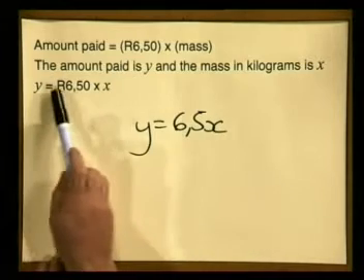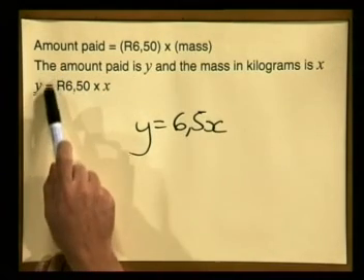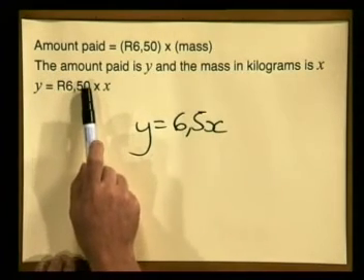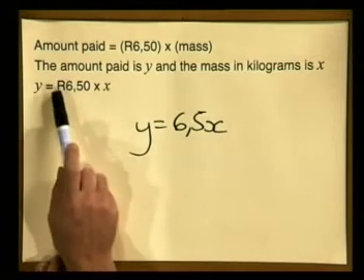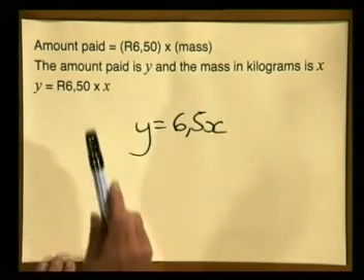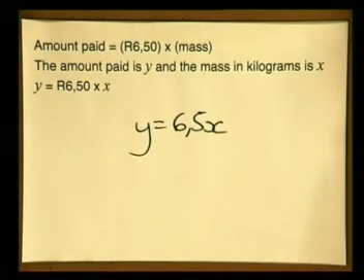Now in this formula, we multiply by 6.50 Rand. But remember, in the table we repeatedly added 6.50 Rand. And remember that multiplication is really the same as repeated addition. Now of course we can use any letters or symbols to represent variables. It's just that mathematicians most often use X and Y to represent variables. Now I want you to make note of these important points.